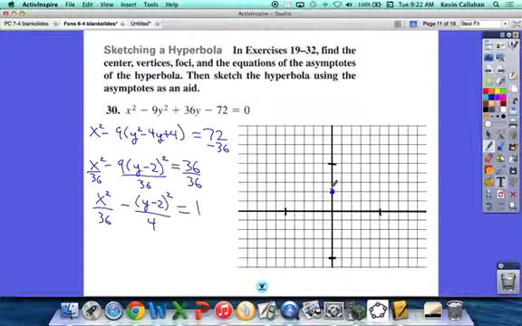What is A? Is it horizontal or vertical? It's another horizontal because the first term is x. So A is 6. So we're going to go 6 to the right, 1, 2, 3, 4, 5, 6. 6 to the left, 1, 2, 3, 4, 5, 6. We're going to go 2 up, 2 down. We're going to draw our box.